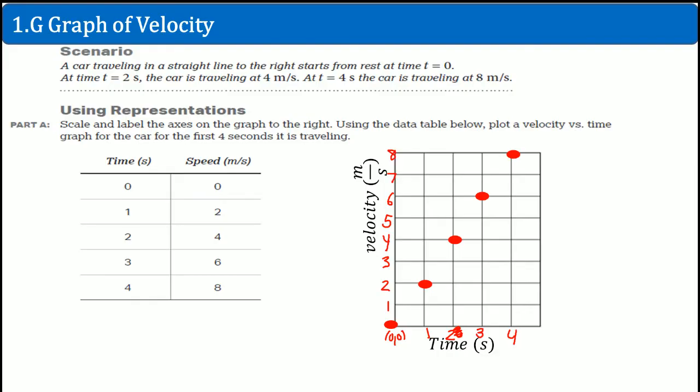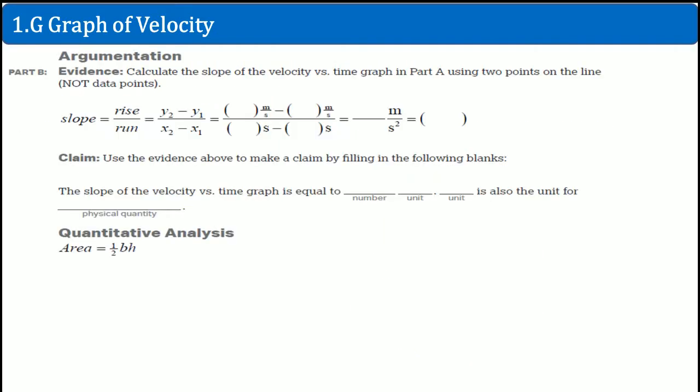Okay. We could draw a line there. Again, I try to get it connected as best as possible. But that's how this one would look based on this graph. All right. So now you want to calculate the slope using 2 points on the line, not using data points.